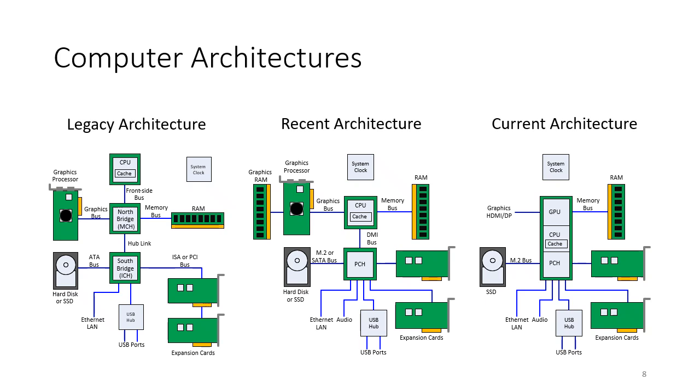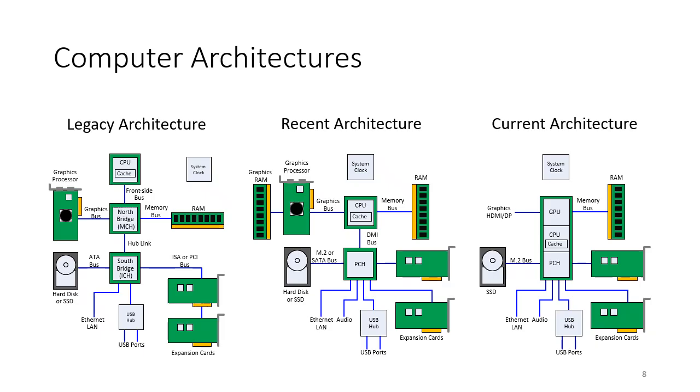And then that PCH would include aspects like Ethernet LAN, audio. Some systems still have separate audio chips, but often now audio is all built in, and then a USB hub with multiple USB ports. So getting a bit more integrated.